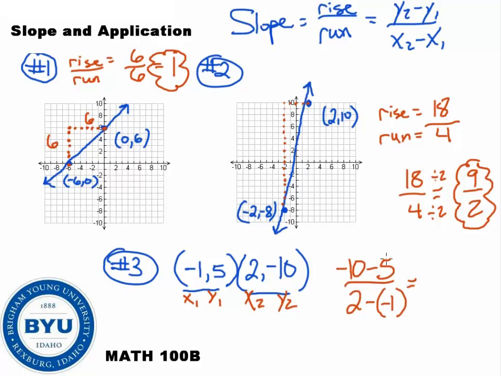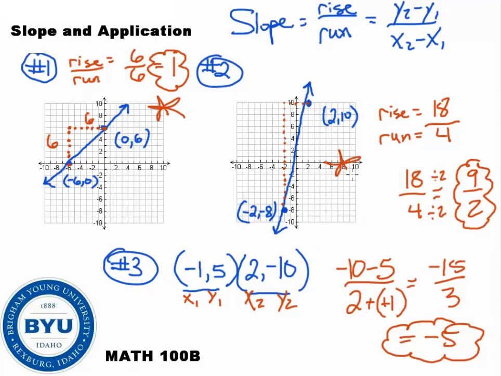Okay, so negative 10 minus 5 is a negative 15. And 2 minus a negative 1, those become plus, is 3. Negative 15 over 3 is negative 5. So that has a slope of negative 5. Negative slope. So you can actually have negative slope. We better take a look at this idea of negative slope so that we understand what the difference is between positive slope. These two lines had positive slope, a positive 1, a positive 9 halves. But this has negative slope. What does that look like?